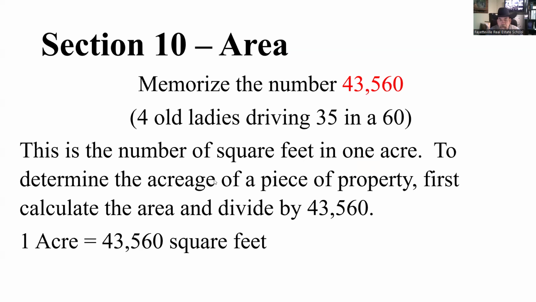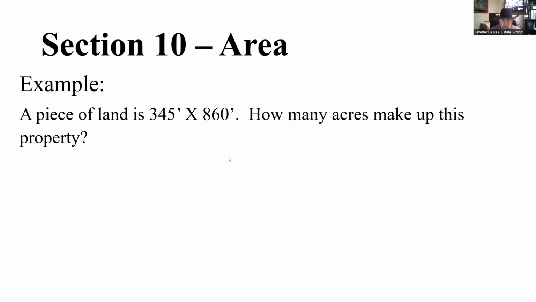To determine the acreage of a piece of property, first calculate the area, and then divide by how many square feet are in an acre. So you must calculate it in square feet and then divide by 43,560. Now I'll tell you how many acres are in that. You have a piece of land that is 345 times 860. This is called a rectangle.